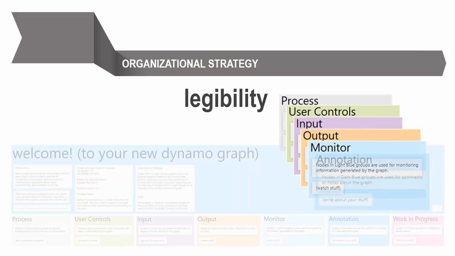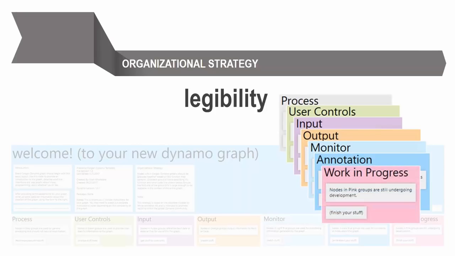we're monitoring that data. At certain points, we may need to point out notes about areas of the graph, so we'll want to put that in a dark blue annotation group. And then finally, work in progress in red, or pink. These are just going to call out areas of the graph that are still works in progress, maybe things that are a little glitchy and that people should watch out for.